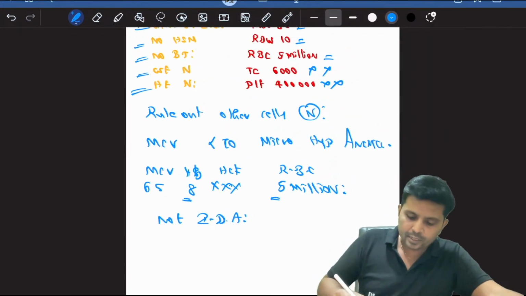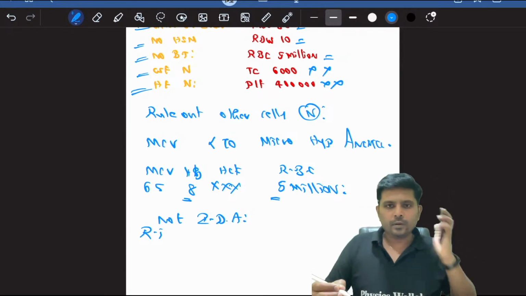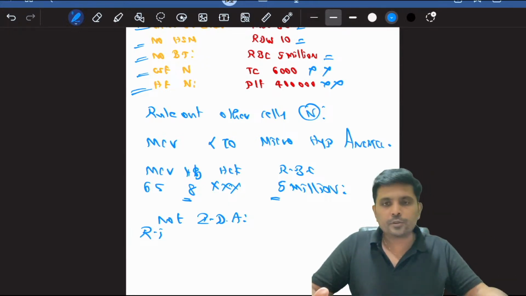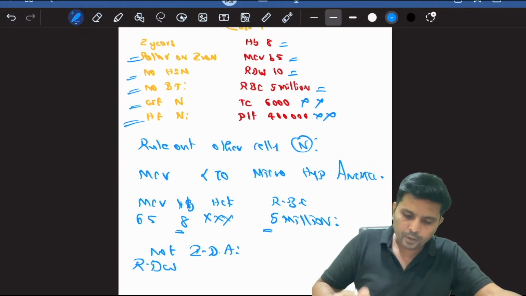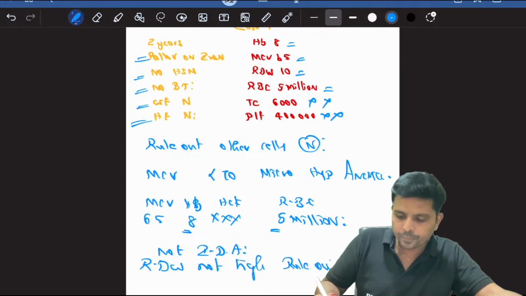So what is this case? Here, what is the red cell distribution width? RDW. Your red cell distribution width is not high. So again it rules out iron deficiency anemia.